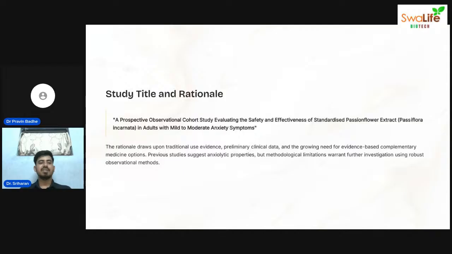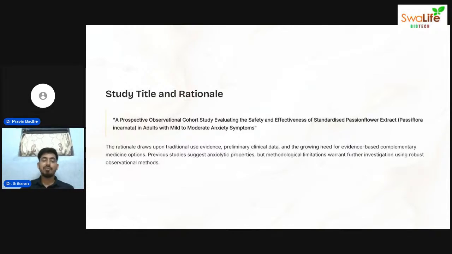Our title of the study is Prospective Observational Cohort Study Evaluating the Safety and Effectiveness of Standardized Passiflora Extract. The Passiflora is Passiflora indica, in adults with mild to moderate anxiety symptoms. So in the study title itself, you can see the primary objective. Easily we know our primary objective is evaluating the safety and effectiveness. That is our primary objective. The secondary objective is assessing the severity of anxiety or pain using scales. Likewise, we can choose multiple secondary objectives.